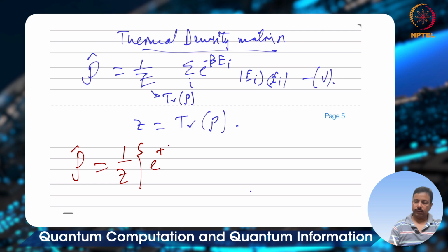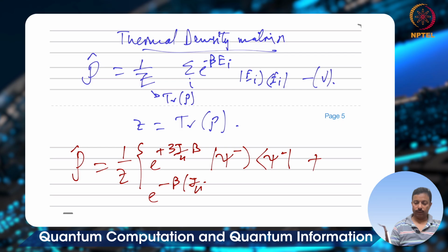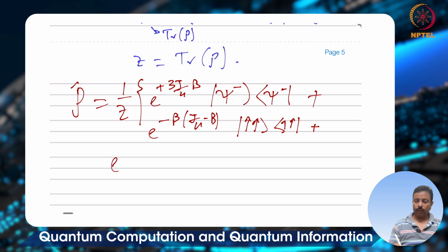I have e to the power plus 3J by 4 times beta, and I have psi minus, which we know is a maximally entangled state, plus e to the power minus of beta J by 4, minus B with magnetic field non-zero, and I have up, up, up, up, plus e to the power minus of J beta by 4, sorry, this is 3J by 4 beta, and this is minus of J beta by 4, but here you also have the field term because in the fourth one, and this is right.